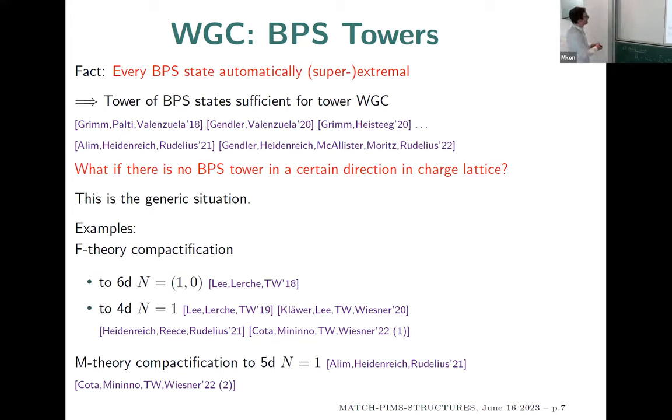And in fact, even in theories where you would have BPS states in principle, because you have eight supercharges, for example 5D N equals one theory, there you do have BPS particles. And in some cases, this is enough to prove the weak gravity conjecture in certain directions, because we can show a tower, but not in all. And this is what I'm going to discuss. So what happens if these BPS states are not there?